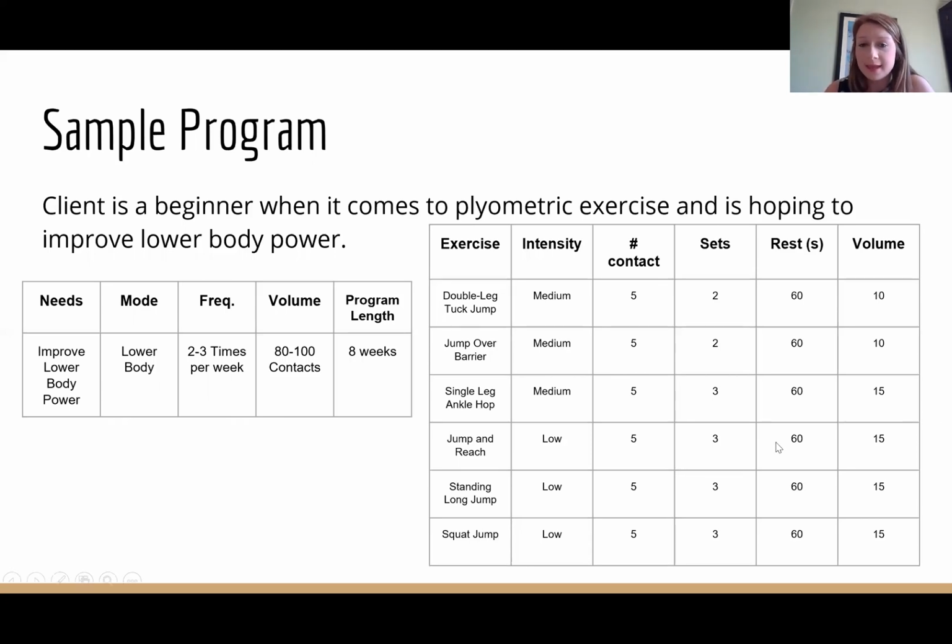To the right is a second table that I made, which would be probably one of the first plyometric sessions that they do. It has 6 exercises ranging from low to medium intensity and a total of 80 contacts.